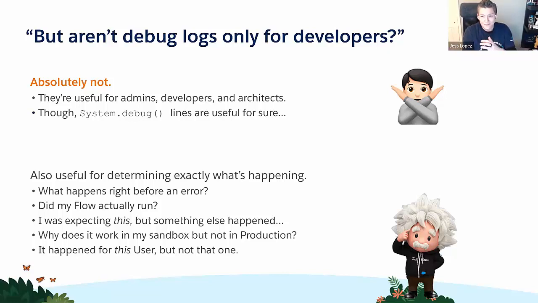Why does it work in my sandbox but not in production? This is a common one that I see. I swear it's the same. These orgs are the same, but in reality, maybe some feature was enabled in one and not another. And when you compare logs, you can see maybe the order of execution might be a little bit different. And then finally, it happened for this user but not that one. A lot of times it's more permissions based.